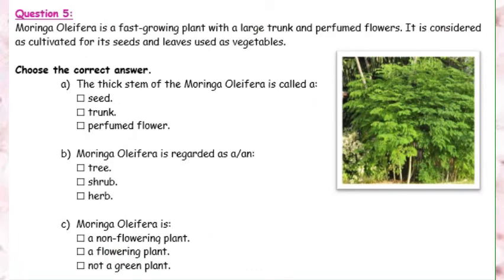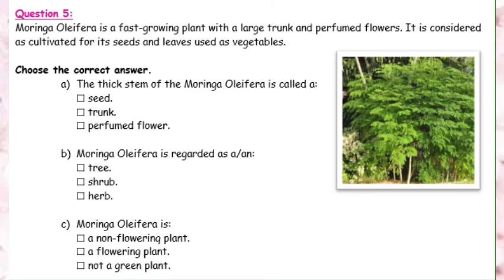Last and not least, question number 5. We have a figure in question number 5 showing the Moringa oleifera, which is a fast-growing plant with a large trunk and perfumed flowers. So this plant has a large trunk and perfumed flowers. This plant is considered as cultivated for its seeds and leaves used as vegetables. So this is a useful plant that people cultivate and use as vegetables. The seeds and the leaves of this plant are used as vegetables.